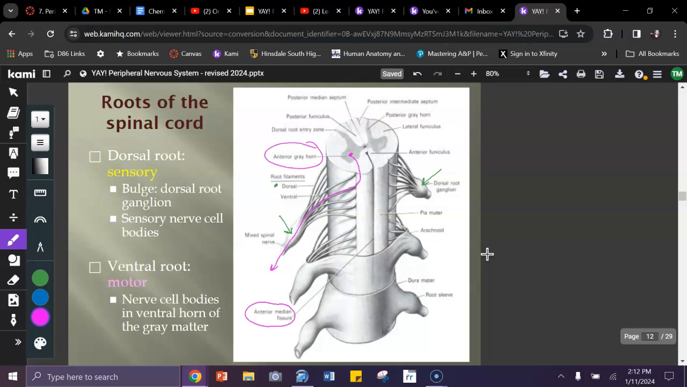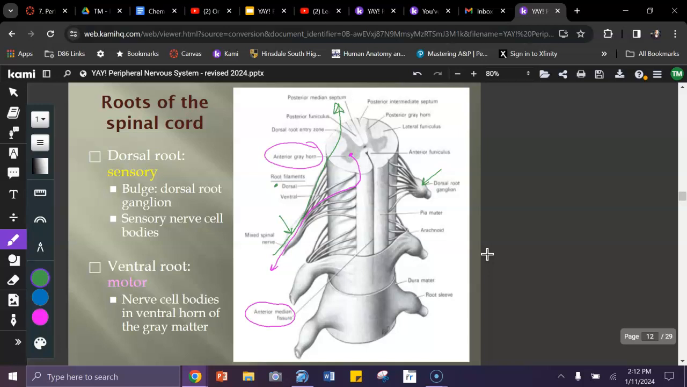So remember that our sensory information is going to come in the back and then go up to the brain, while the motor information is going to come down from the brain, and then exit through the front aspect of the spinal cord itself.